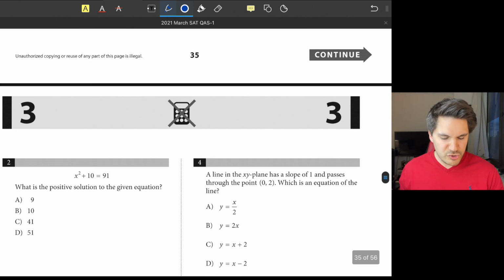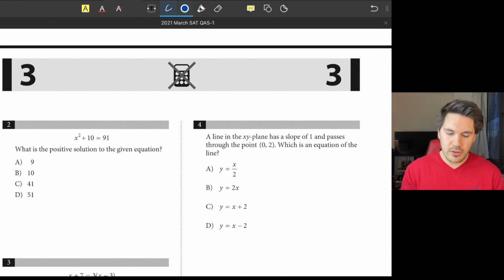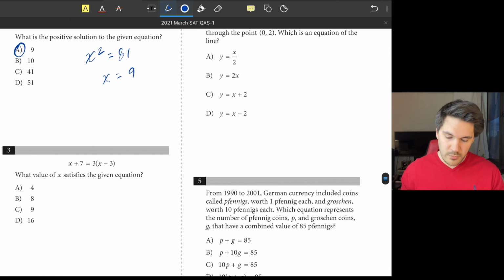Let's go to number 2. What is the positive solution to the given equation? Great. Let's just isolate the variable, put all the constants on the other side, and solve. X squared equals 81. So x is equal to 9. A is our answer. Number 3, what value of x satisfies the given equation?